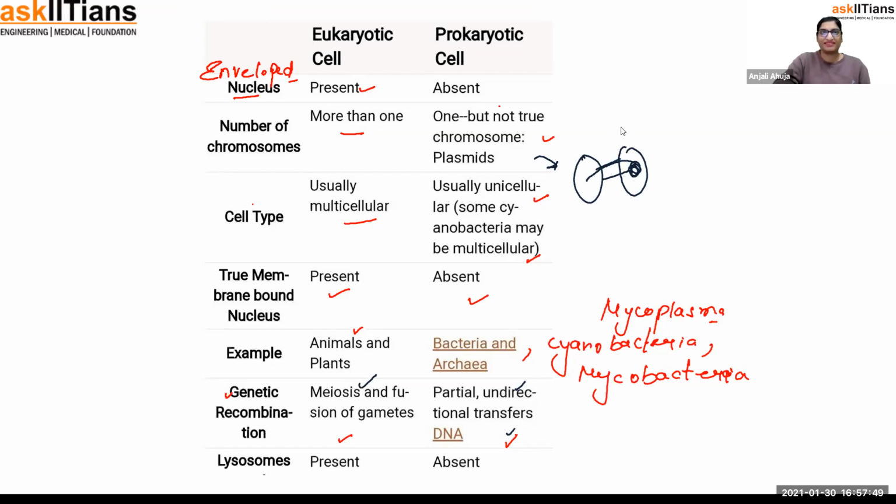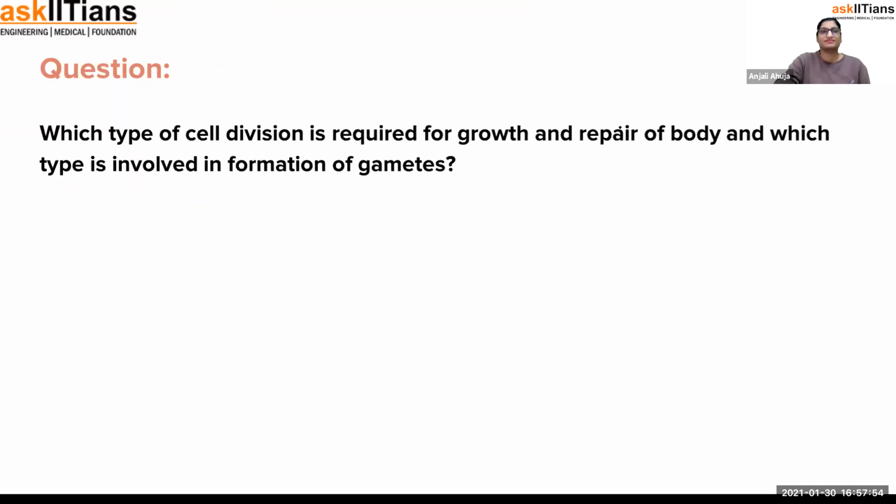Let me come back. There was a question also: which type of cell division is required for growth and repair? Mitosis and meiosis. I don't think an explanation is needed.